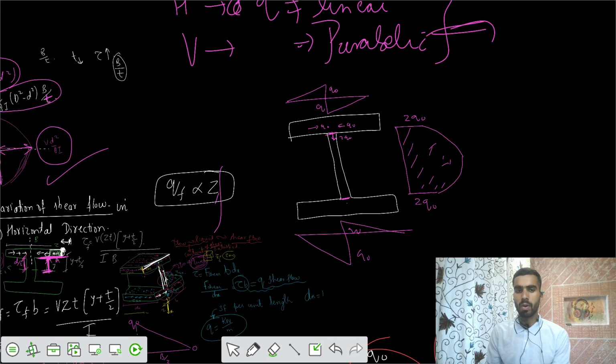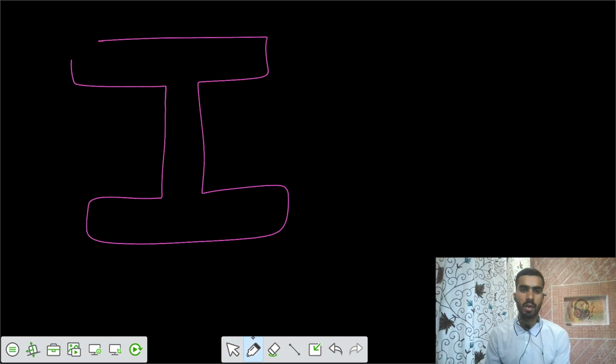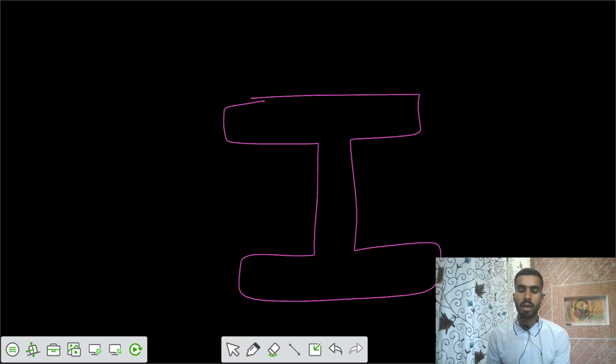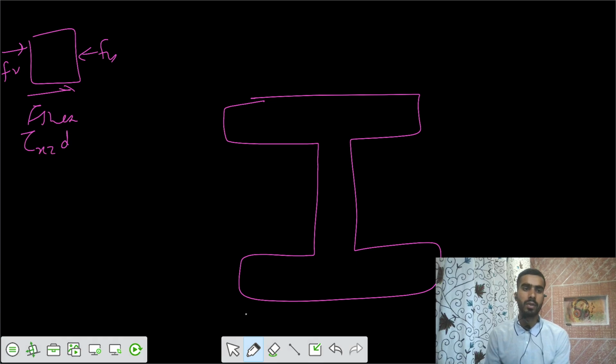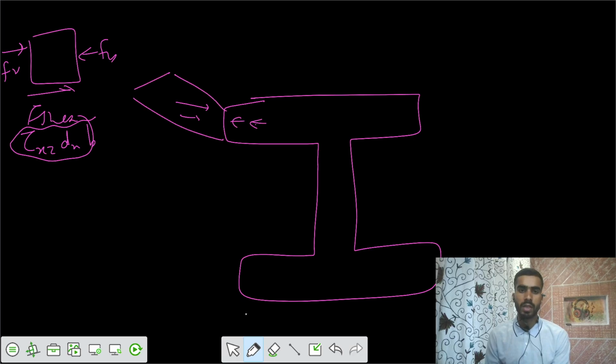Now one more thing: we had this cross section. Based on the unbalanced bending forces Fxx and Fyy, we said there's some shear force F shear, and based on that we said there's some tau xz into dx into b. So there are some shear stresses along that flange. That means there would be some shear stress in this part also.